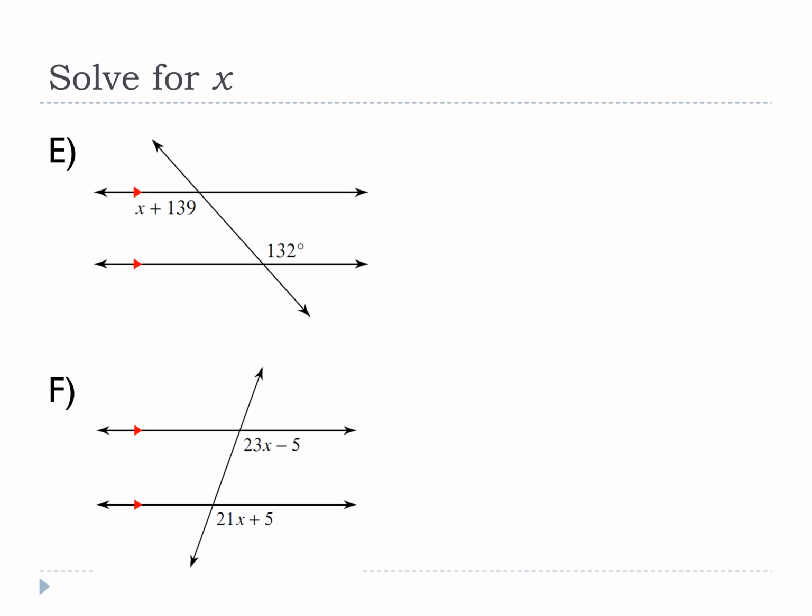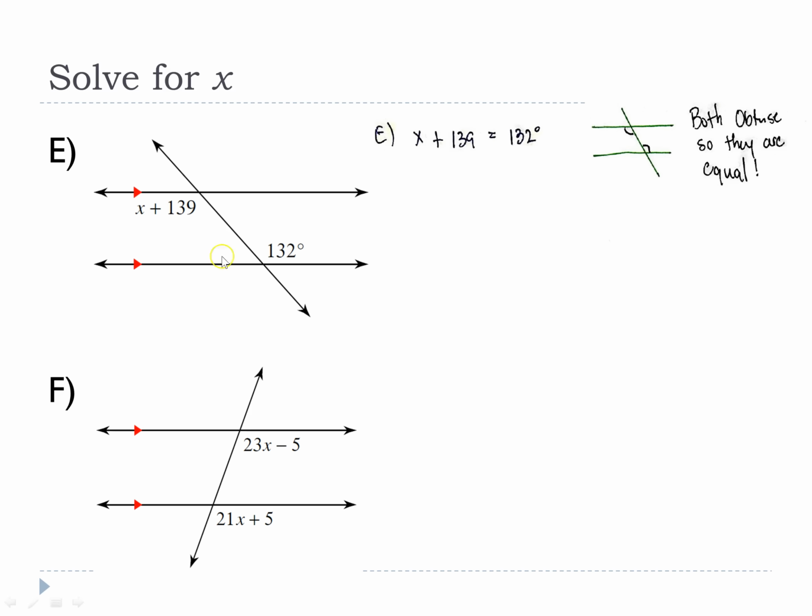All right. So for E, both are obtuse, so they're equal. In fact, they're alternate interior angles. Okay, so that means I can make these two expressions equal to each other. And then solve for x. I mean, I just got to subtract 139 from both sides, and x is -7. All right, easy peasy. Let's take a look at F.